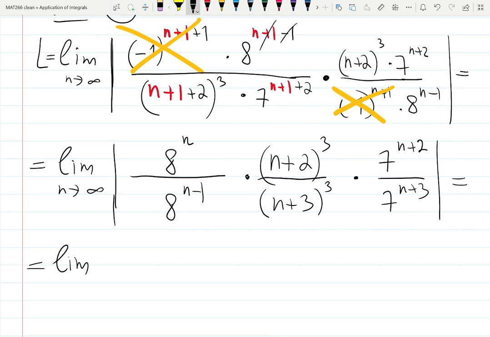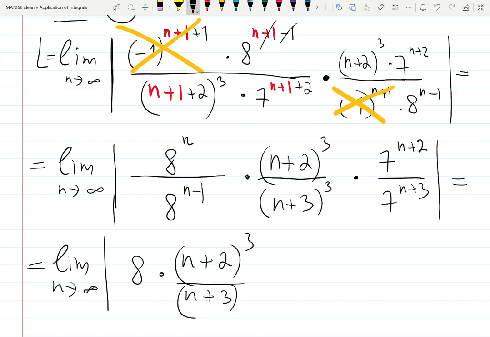Simplify. N goes to infinity. What does 8 to the n over 8 to the n minus 1 give you? What? 8. Right? 1 over 8 or 8? 8. Times, don't touch these guys. That will be part of the limit to figure out. You cannot cancel them out or factor anyway. It's good like this. How about 7? What's happening with 7?